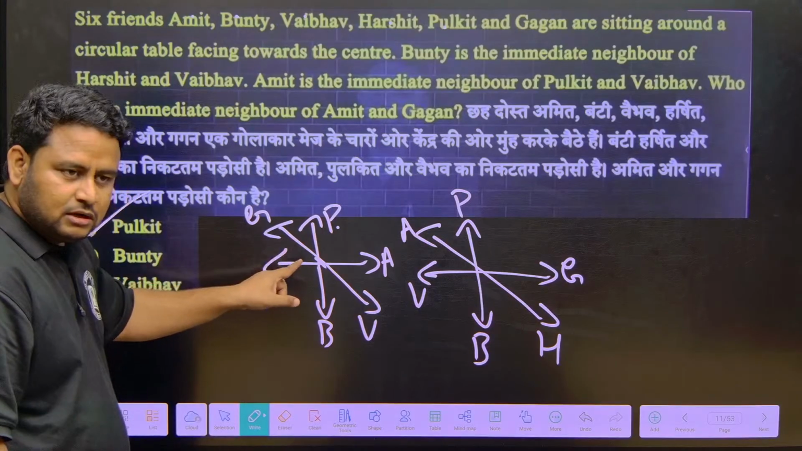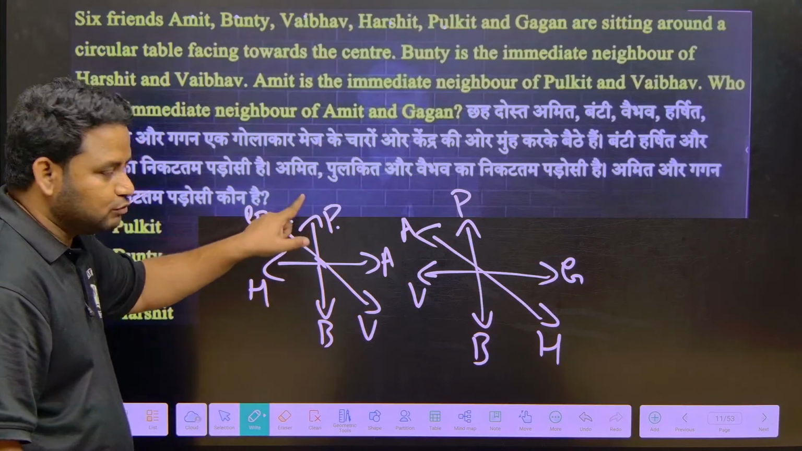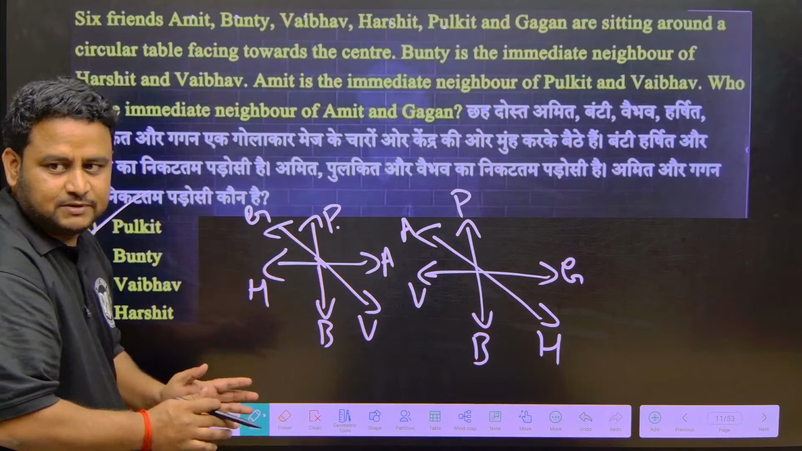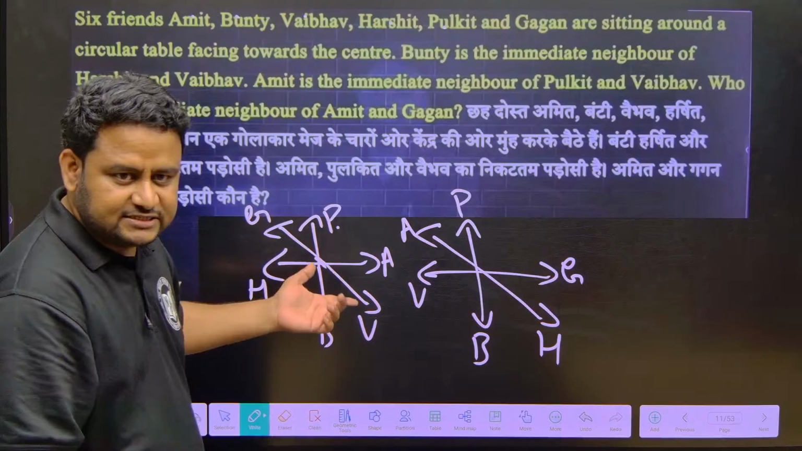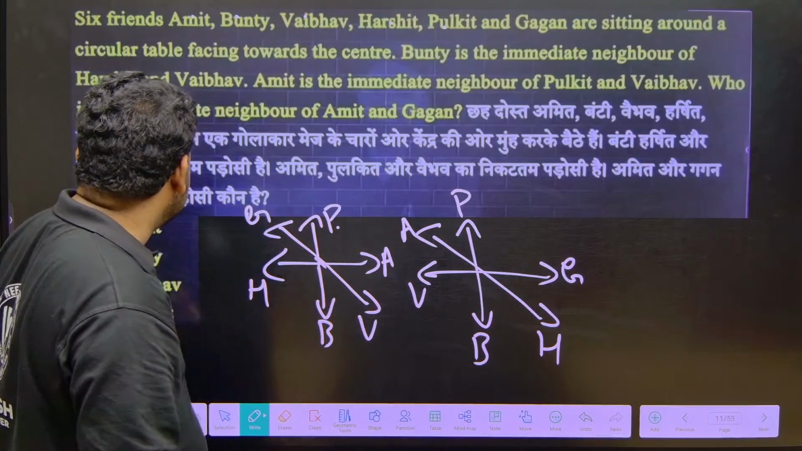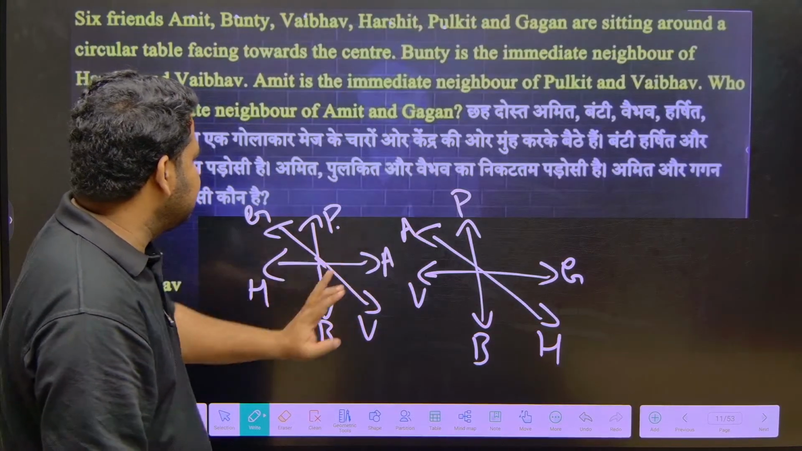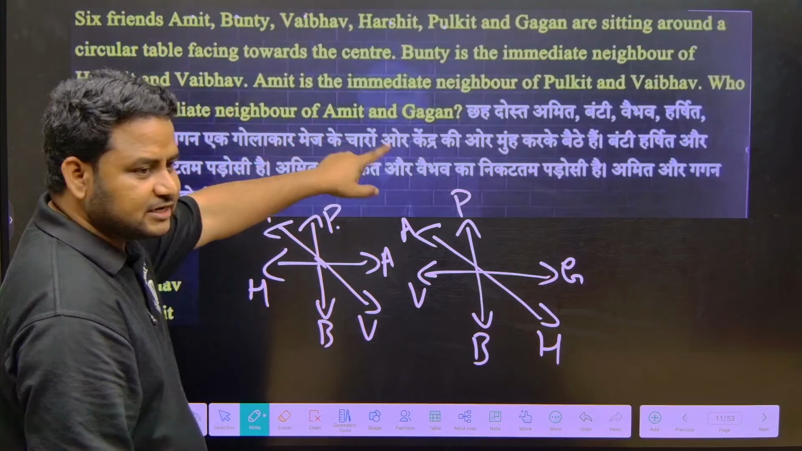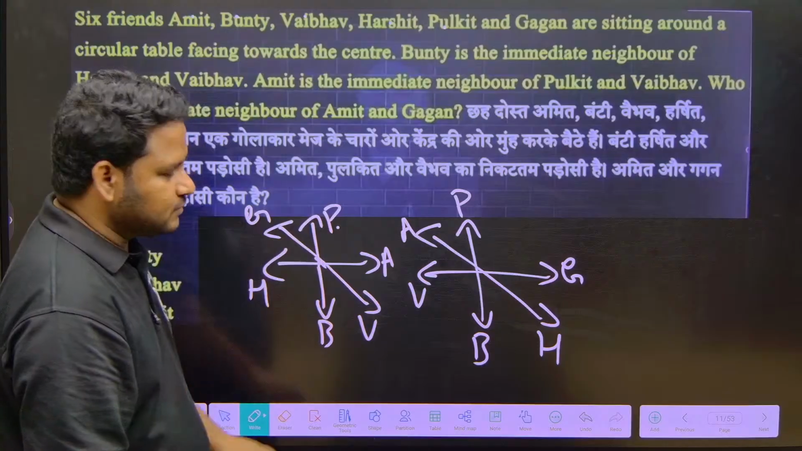Here also, one more important thing: I have written the arrows outside. Please don't do that. Write them inside, then it will be easy because they can say right and left. So here the answer is Pulkit. Pulkit is the immediate neighbor of Amit and Gagan. Got it?